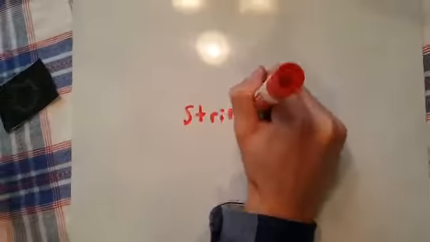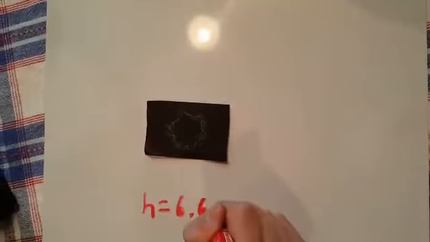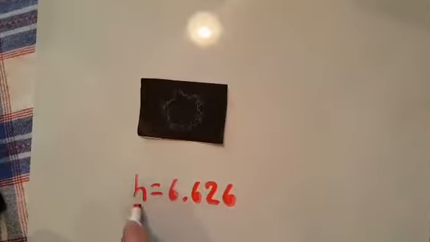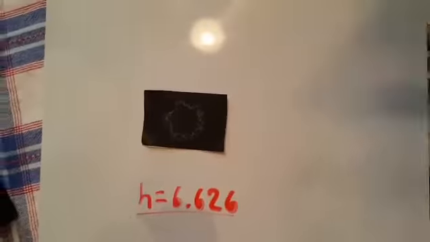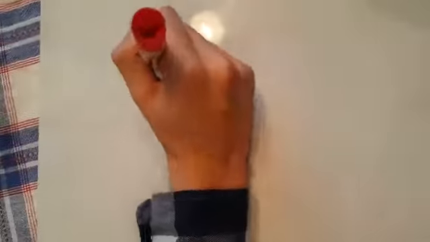For our project, we chose string theory. String theory is a theory that describes all matter as being made up of one-dimensional strings of energy vibrating through 11 dimensions. A string is about 10 to the negative 33 centimeters long, which is extremely close to Planck's constant, 6.626 times 10 to the negative 34th.